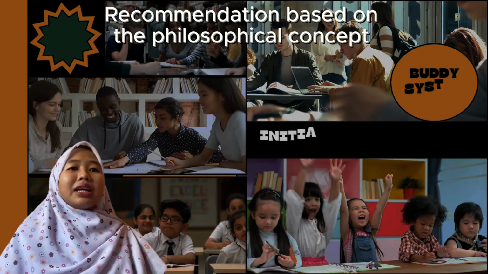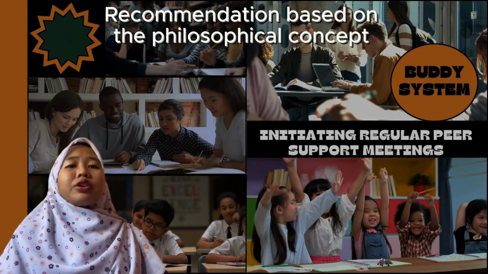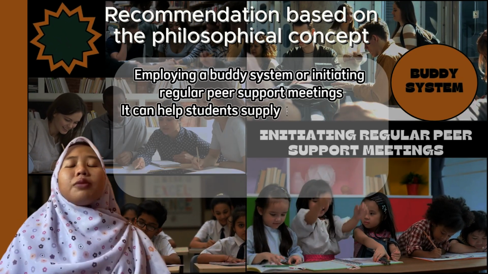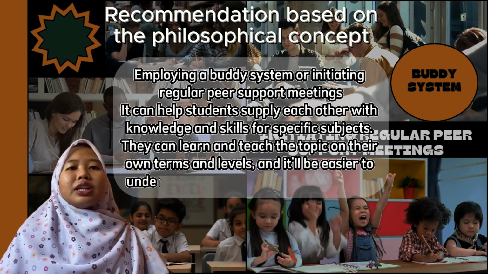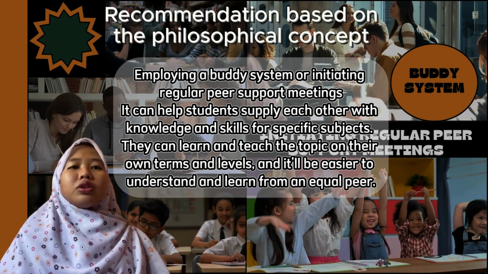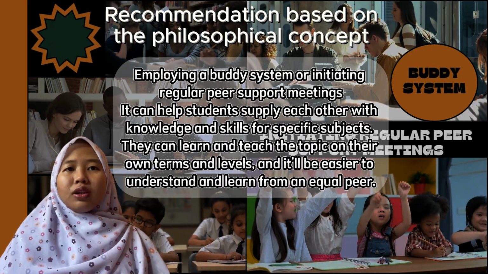Next, we move to recommendation based on the philosophical concept: what should we do to make students care for each other? Firstly, we can employ a buddy system or initiate regular peer support meetings because it can help students supply each other with knowledge and skill for specific subjects. They can learn and teach the topic on their own terms and levels, and it is easier to understand and learn from an equal peer.